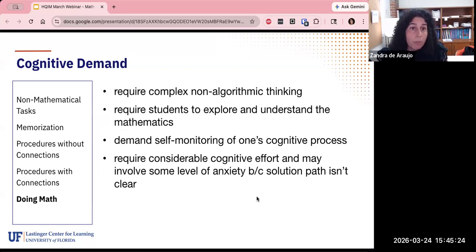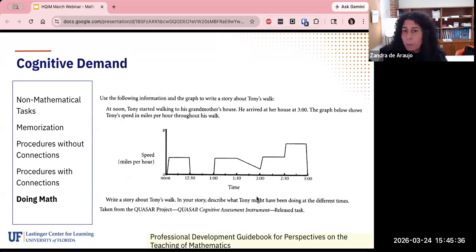So they require complex, non-algorithmic thinking. They require students to explore and understand the math. And you have to do a lot of self-monitoring and thinking about your own processes to engage with them successfully. So these types of problems where we have some kind of graph and you're either interpreting or making a story about it, you're describing what you see in the graph and doing some complex thinking, maybe even producing your own graph. That's kind of what we think about when we think about a doing math task.